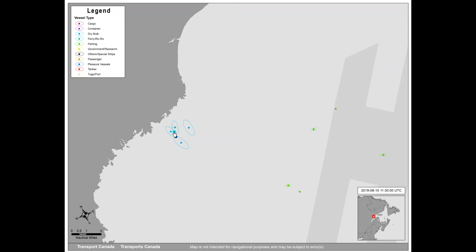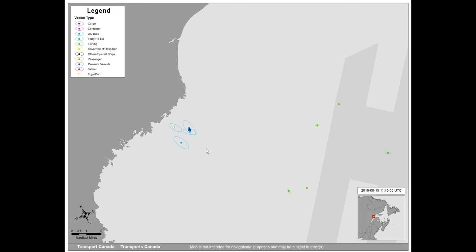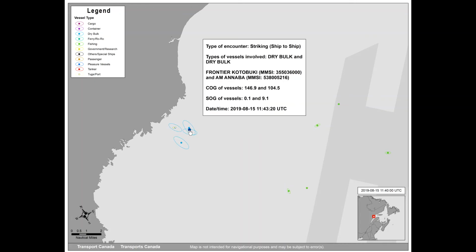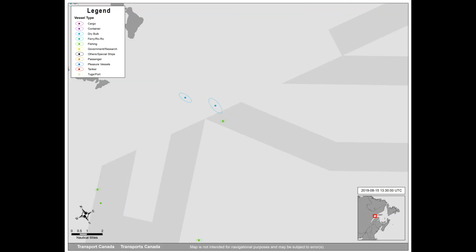This algorithm attempts to identify what we call a striking encounter. This is when one moving vessel's ship domain intersects with a non-moving vessel's ship domain. The algorithm stores all of the potential encounters within a database that can be visualized and analyzed after. The other encounter type that this algorithm attempts to identify is a collision encounter. This is when two moving vessels' ship domains intersect with each other.